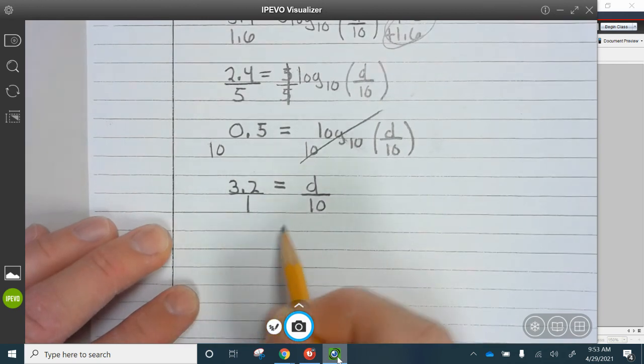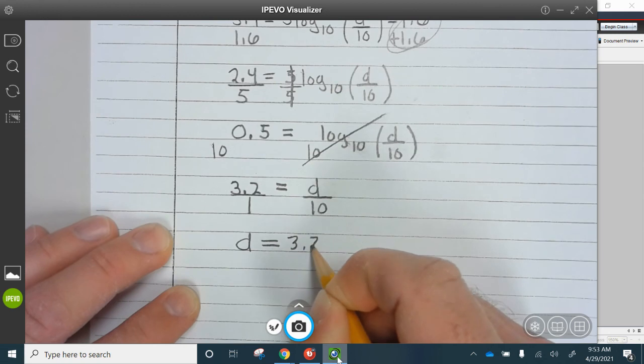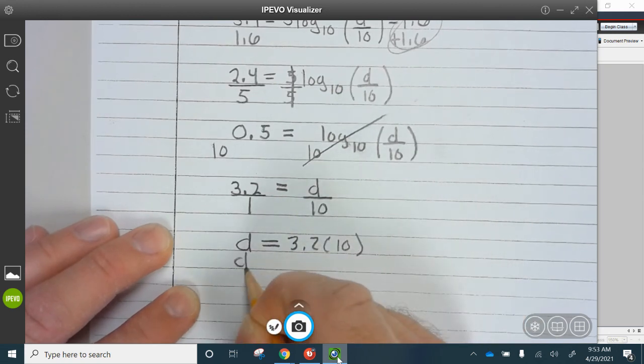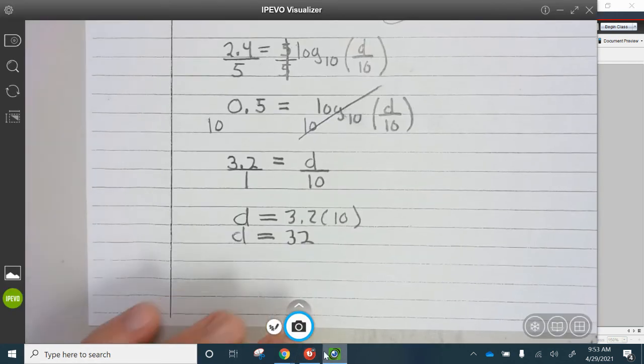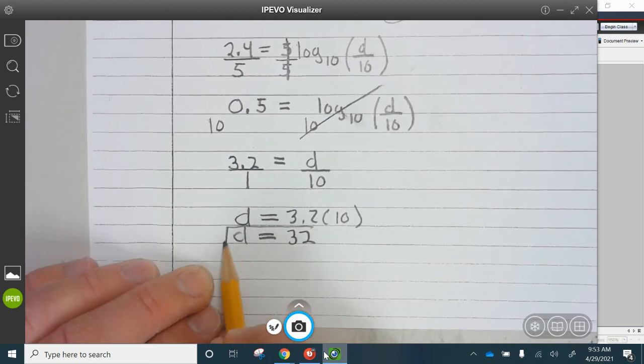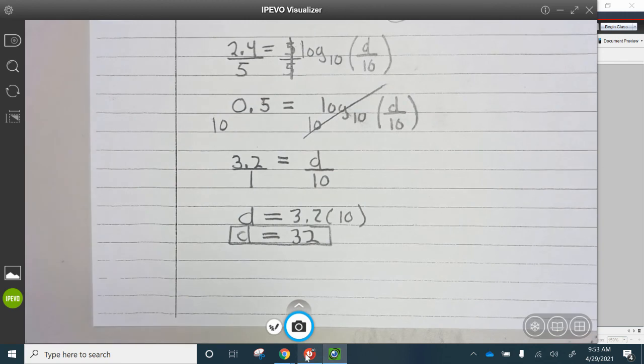Cross multiply. So 1 times D is D. And then 3.2 times 10. So D equals 3.2 times 10 equals 32. All right. Go ahead and finish up question 16 and your assignment, and have a wonderful Wildcat day.